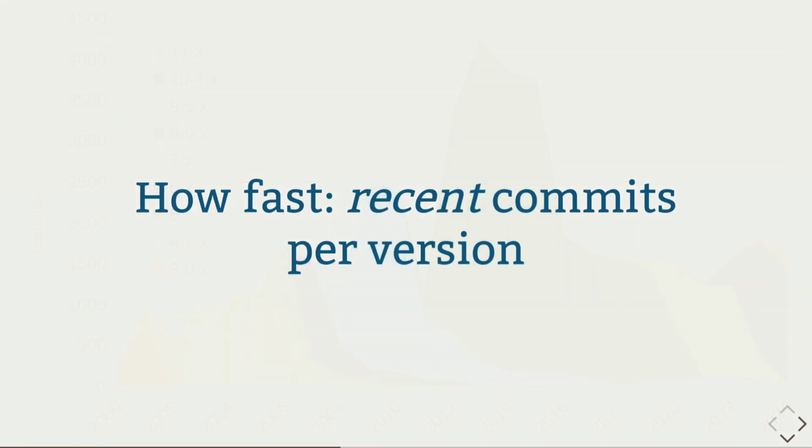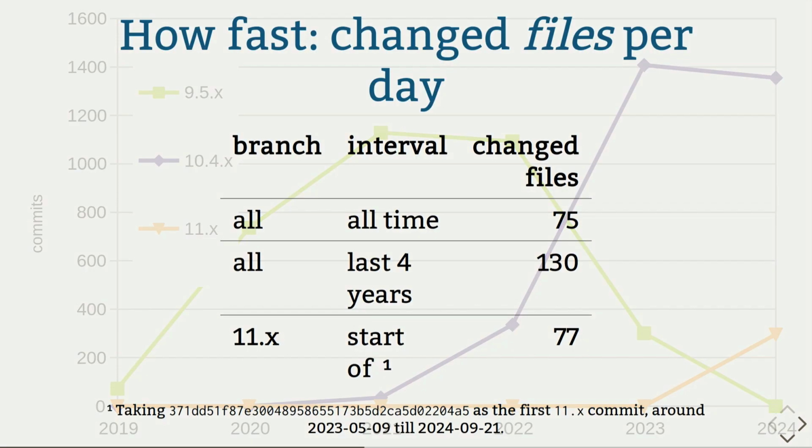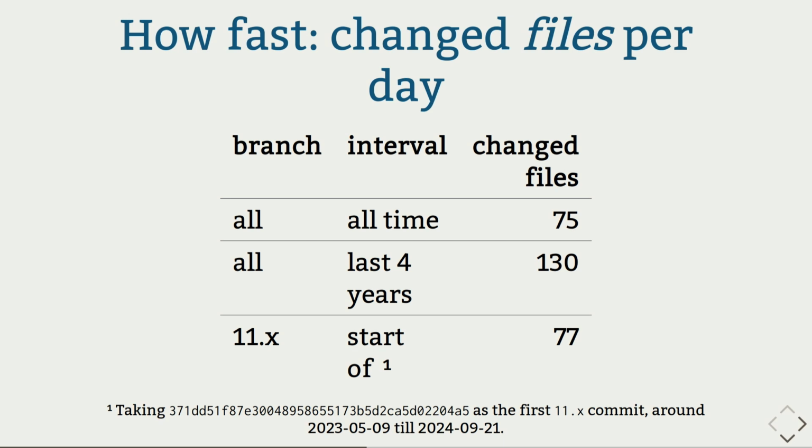That sounds like a lot. But if we look at the recent commits, if we look at the last three versions, 9, 10, and 11, and we look at the last few years, we can actually arrive to more than 1,200 commits per version per year. And that is around 3 or 4 commits a day. And that number we will remember in a bit.